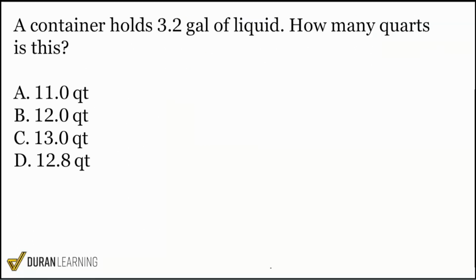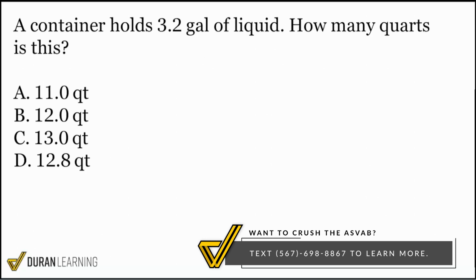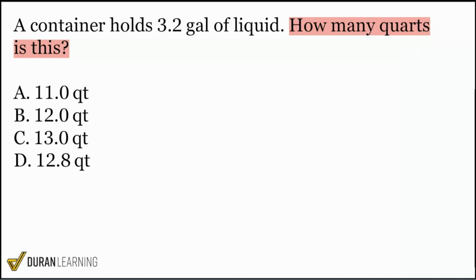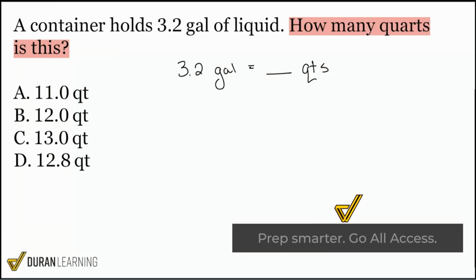So here's another one. Let's begin with the question sentence, which, as always, is the first priority. So how many quarts is this? Okay, sounds good. So another straightforward unit conversion problem where they say, here's this container's capacity, 3.2 gallons of liquid, but we really need to know how many quarts that's going to be. So we have 3.2 gallons to begin with, and we want to turn that into an unknown number of quarts.